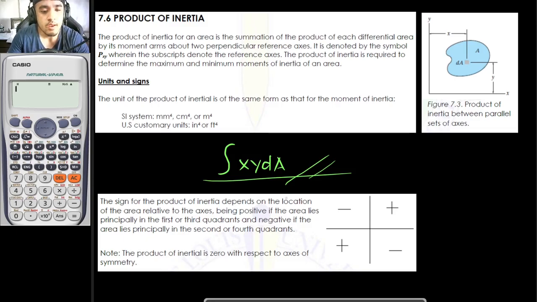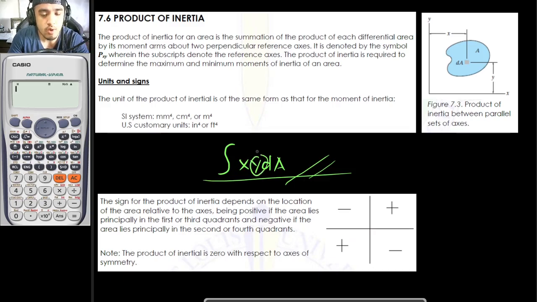It is stated here at the bottom part that the sign of the product of inertia depends on the location of the area relative to the axis. Because in product of inertia, you would be considering your sign convention, which is, for the x component, to the right positive, to the left negative, and for the y-axis, upwards positive and downwards negative. Then as you can see here, you would be multiplying them.